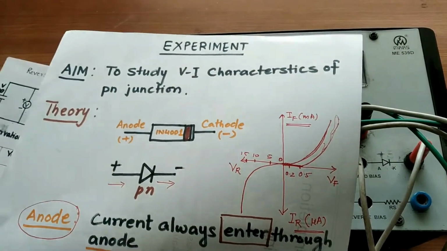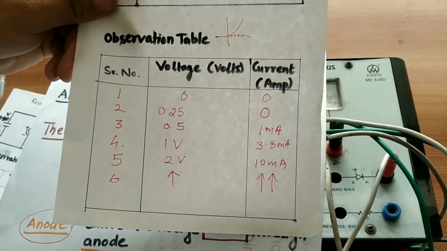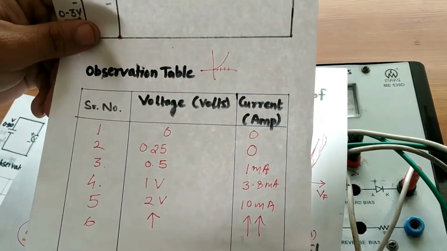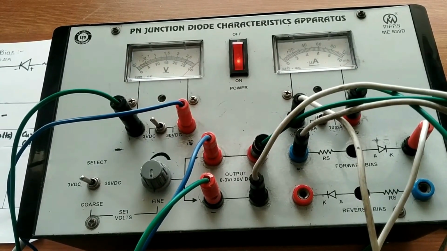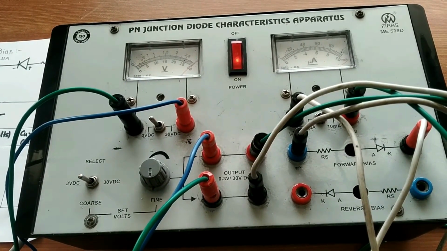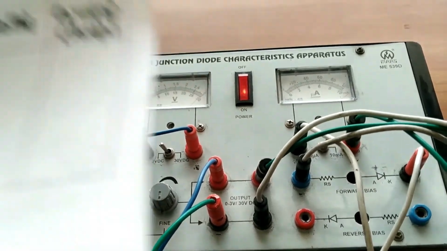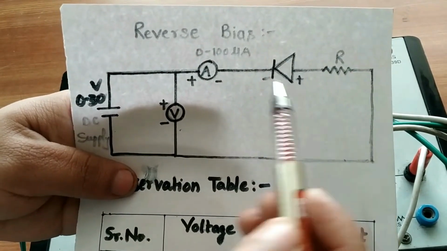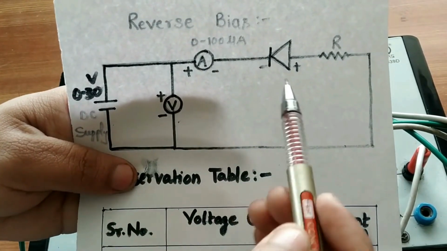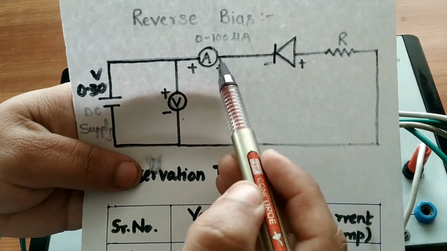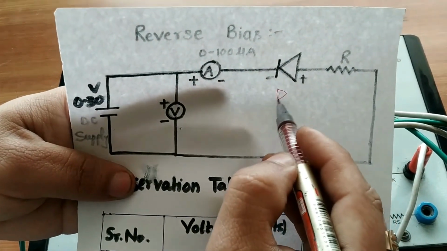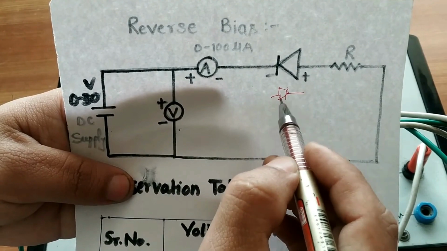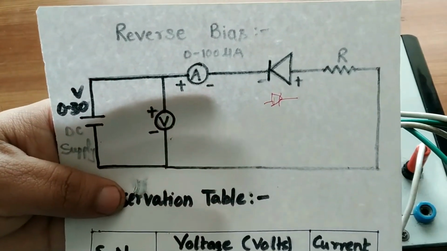You can plot these readings on graph paper and verify the forward bias condition of a diode. Now we are going to perform the experiment for the reverse bias condition. In reverse bias condition, you only have to change the terminals of the diode. In forward bias we had a circuit like this; now, instead of this, we have just rotated the diode position.